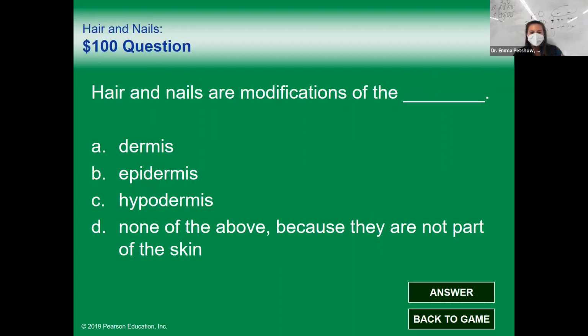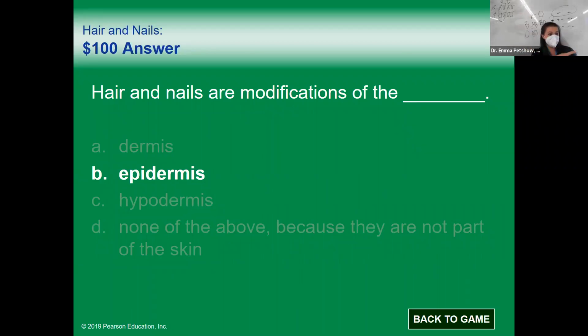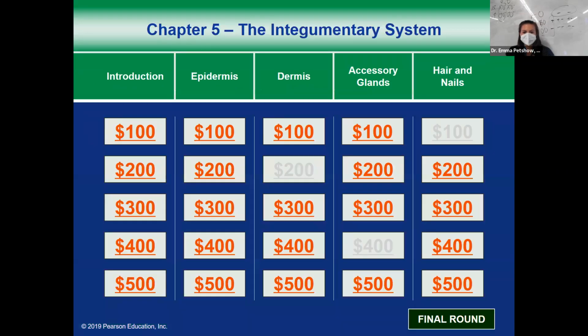Hair and nails are modifications of the... we didn't talk about hair and nails. Dermis, epidermis, hypodermis, none of the above because they're not part of the skin. We can rule out one answer. B, they're modifications of the epidermis. We could rule out D because that's not a question, but hair and nails are modifications of the epidermis. All right, what next? Rapid fire.